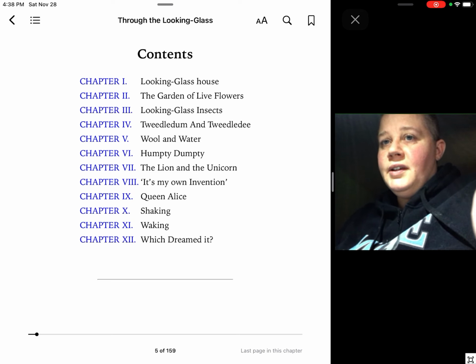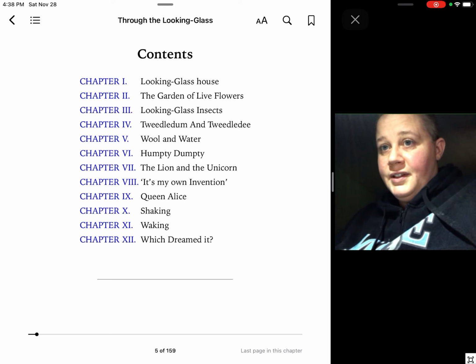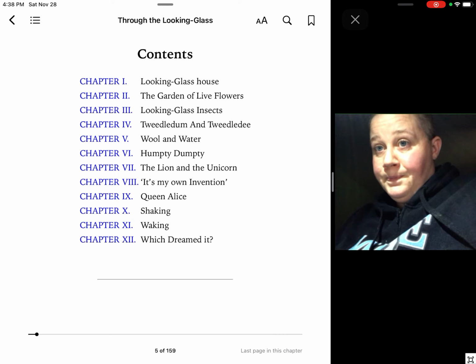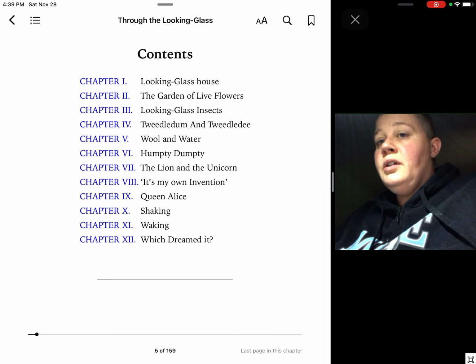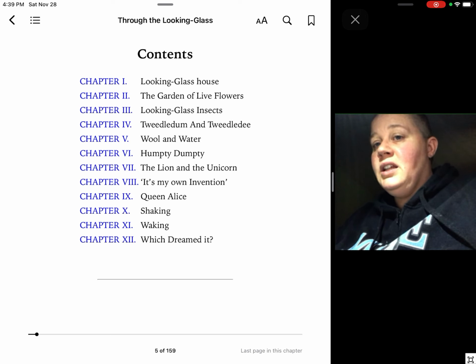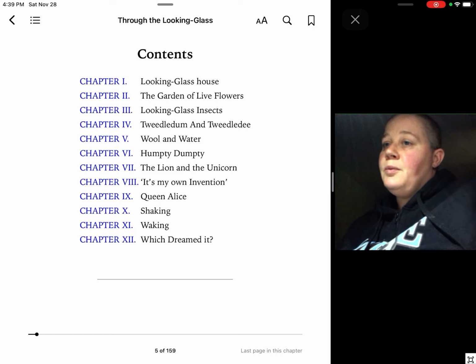In this table of contents, there's the Looking Glass House, the Garden of Live Flowers, Looking Glass Insects, Tweedledum and Tweedledee, Wool and Water, Humpty Dumpty, The Lion and the Unicorn, It's My Own Invention, Queen Alice, Shaking, Waking, and Which Dreamed It. So those are the chapters we're going to read, and that's the introduction to Through the Looking Glass.